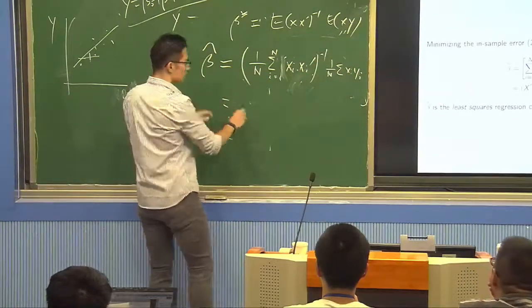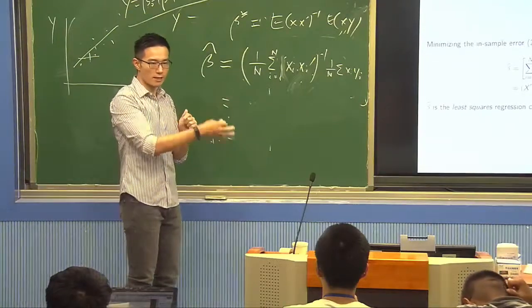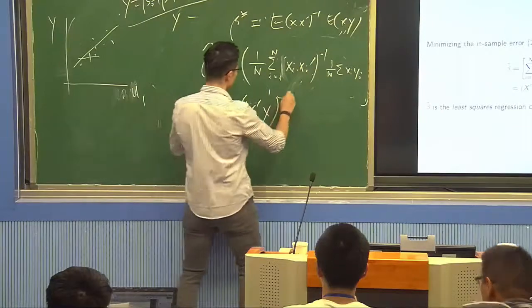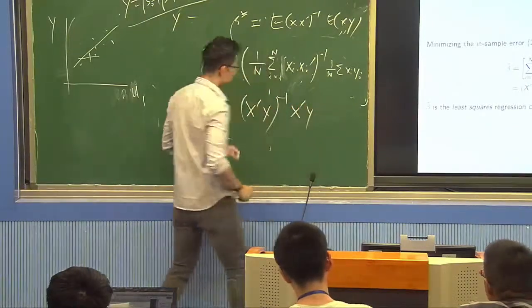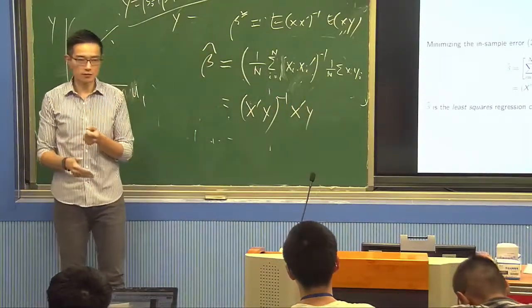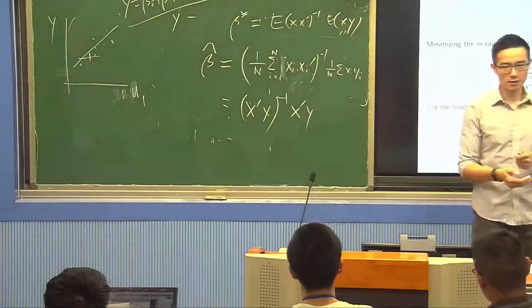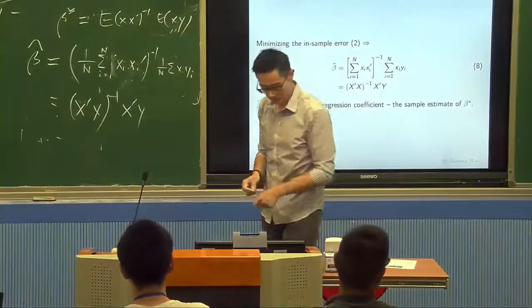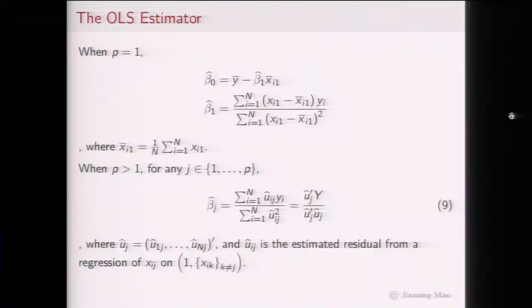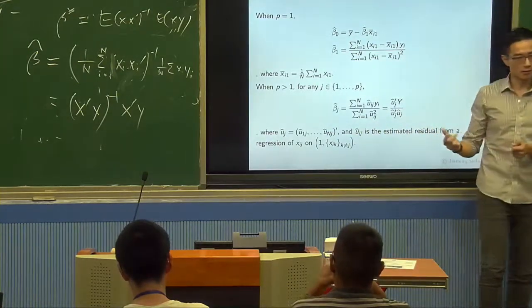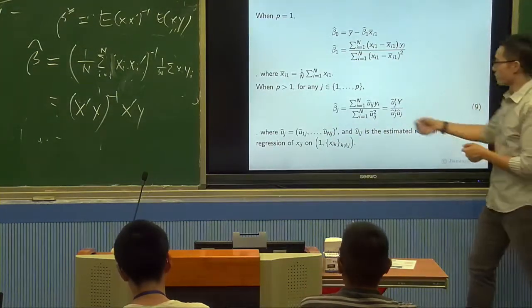If we write it using the matrix notation, the big X we just introduced, it's basically X prime X inverse times X prime y. So that's the familiar linear regression formula where we find the optimal beta hat using the data we actually observe.